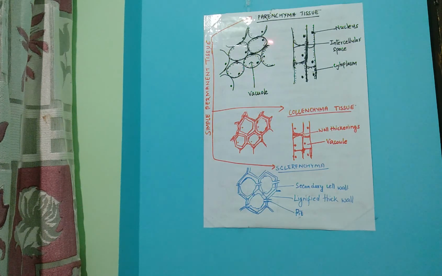So these are the different types of simple permanent tissues: parenchyma, collenchyma and sclerenchyma. So this much for today. You can revise it from your book and please draw the pictures and practice them.